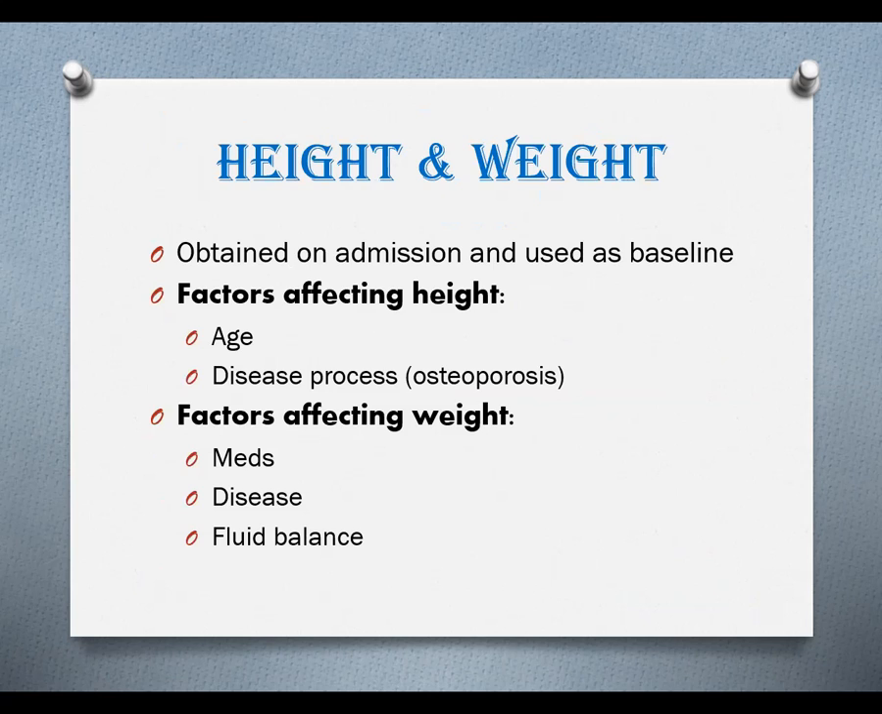Height and weight. Height and weight is usually obtained on admission and is used as baseline. Factors that may affect height are age and disease processes such as osteoporosis. As you know, we learned from medical terminology, your bones start to shrink as you age, because of the bone density, your height drops. So it is nothing unusual.